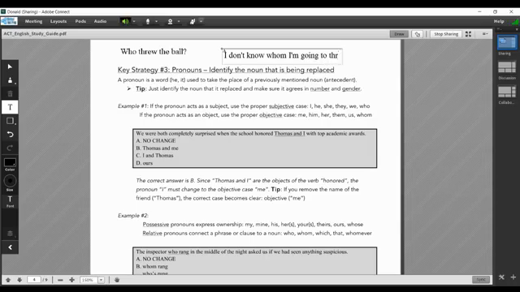So, I don't know whom I'm going to throw the ball to. Hate to end with a preposition, but. So, why is it whom there? Well, the whom isn't throwing the ball. I am throwing the ball. The whom is being thrown the ball. In other words, they're receiving the ball. Therefore, they're the object, not the subject.